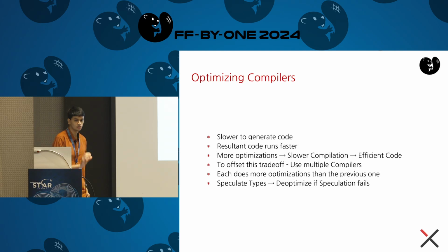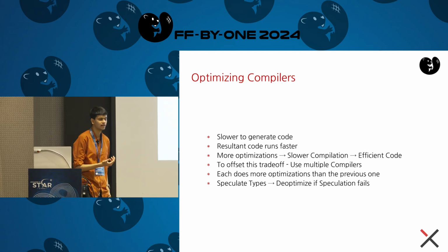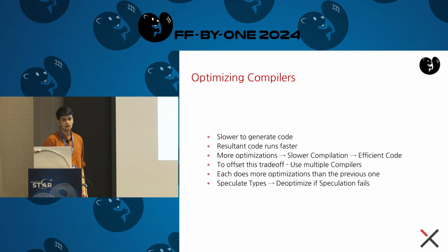Optimizing compilers are slow to generate code. Optimizing compilers do not work with the bytecode because bytecode is not optimal here. So optimizing compilers always have their own representation of code. However, the code that optimizing compilers emit is much faster than any of the other ones. The more the optimizations, the more efficient the code, but the slower the compilation. So typically, to offset the slow compilation, browsers have multiple compilers, not a single compiler, each compiler doing more optimizations than the previous one.